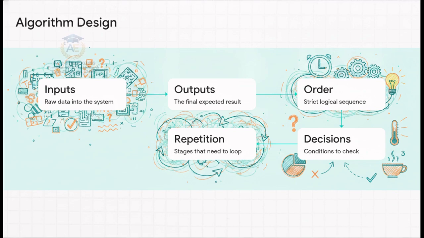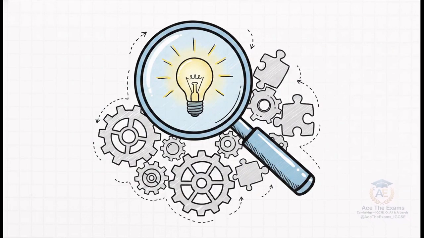Third, order. What is the strict, logical sequence of events? Fourth, decisions. Are there any conditions like, if the tea is too hot, wait? And fifth, repetition. Does a step need to loop, like stir 3 times? If you map out these 5 steps, you can honestly write any algorithm the exam throws at you. Now, I want you to keep this algorithmic thinking fresh in your mind, because in just a moment, I'm going to show you the hidden examiner clue that changes your exam answers completely.